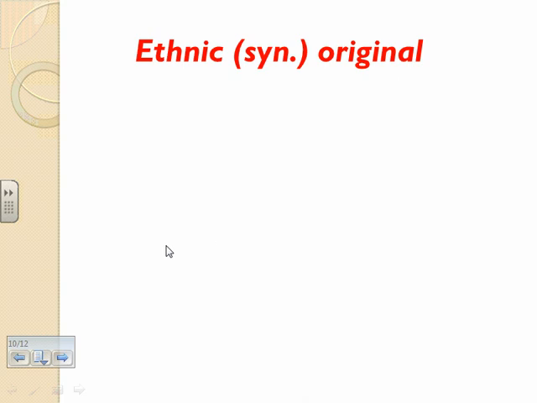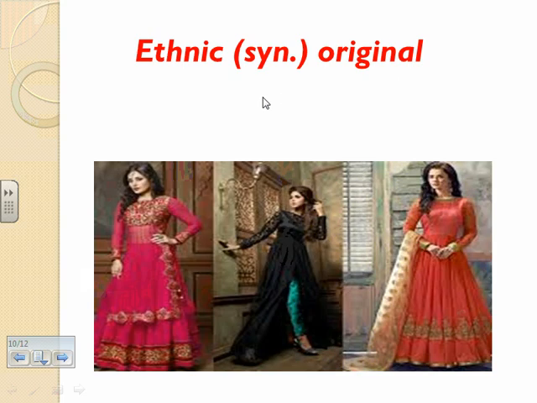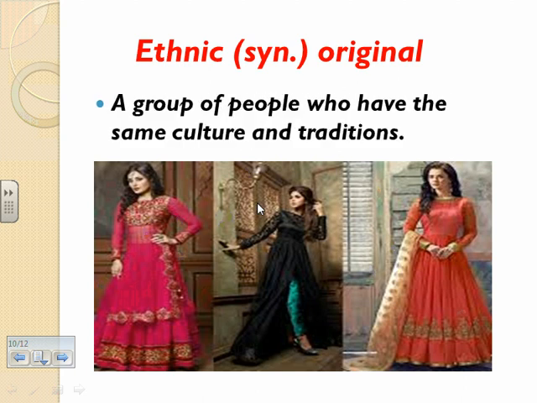Ethnic. The synonym, the same meaning of ethnic is original. How can we do that? Look here. Wow, nice dresses. Look here. Like the sari, the Indian sari is ethnic. Okay? A group of people who have the same culture and traditions. They wear the same way. Ethnic food, ethnic dress, whatever.